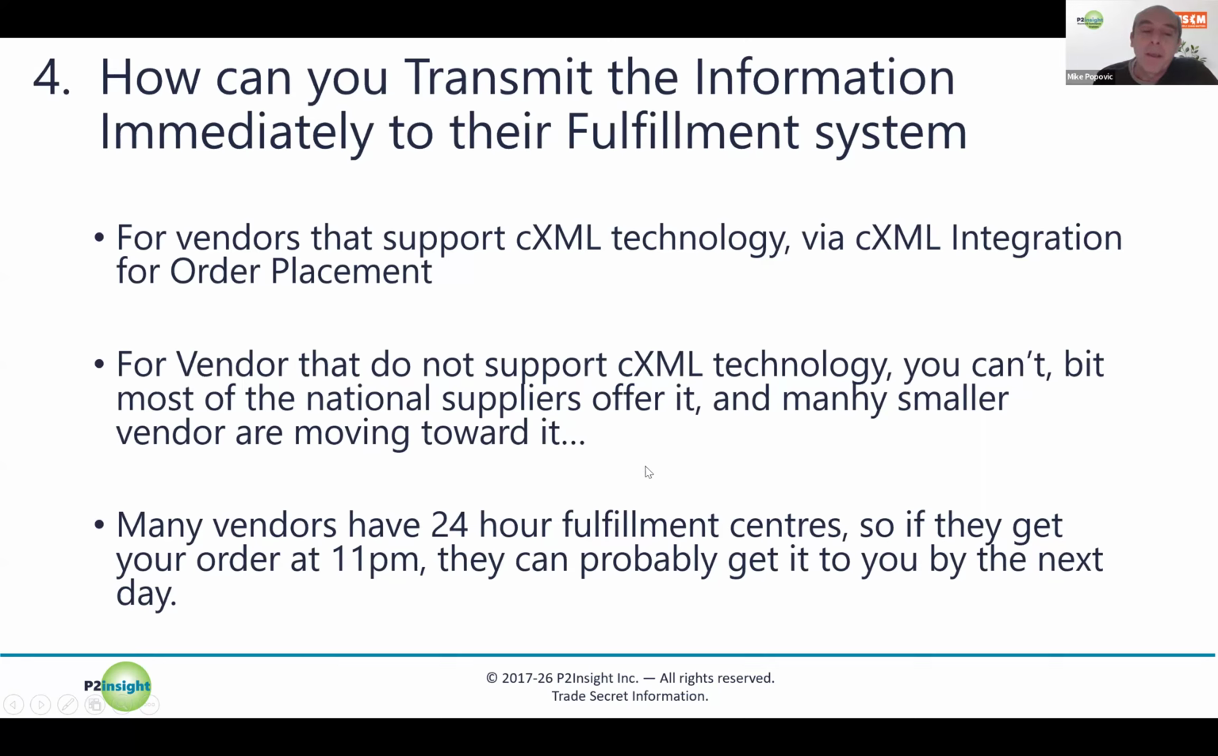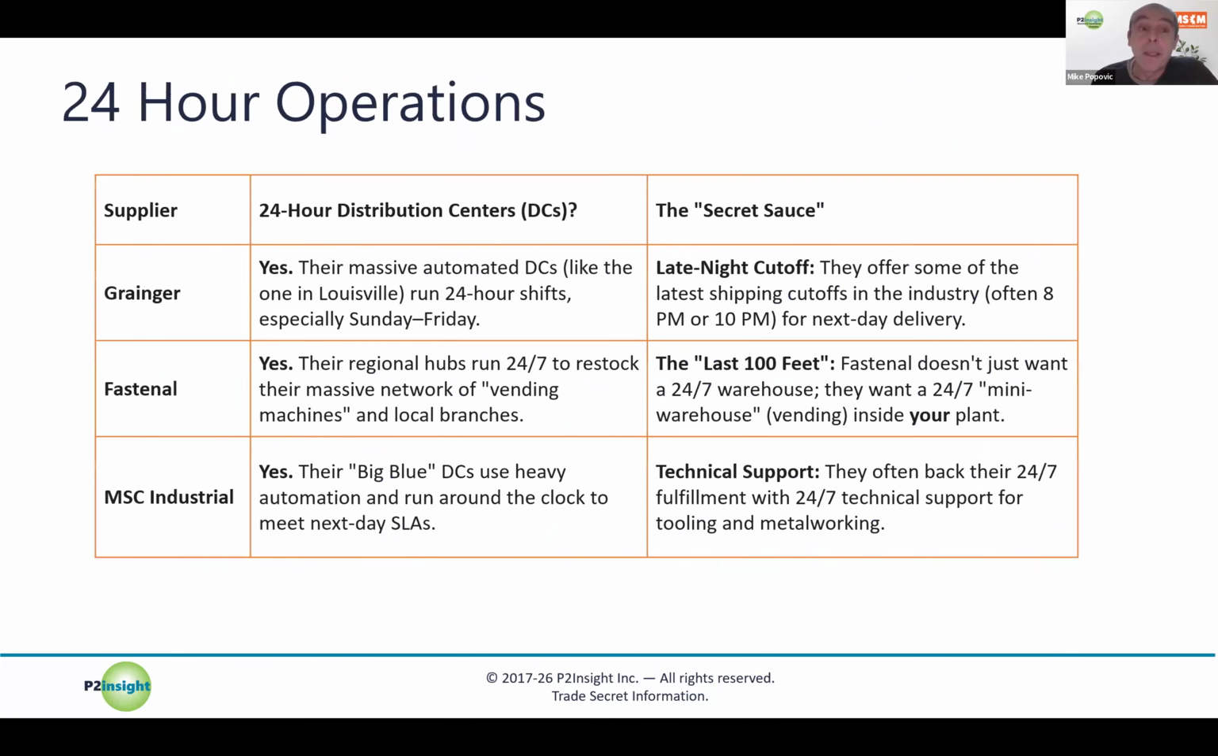But the key is most of the large vendors, the big national vendors, the Graingers, the Fastenals, the Graybars, the NAPAs of the world, they have this technology. So most of your vendors, probably 80% of your buy, you can transmit electronically. And vendors have 24-hour fulfillment centers. So if they get your orders in at 11 o'clock, they can actually fulfill it the next day.